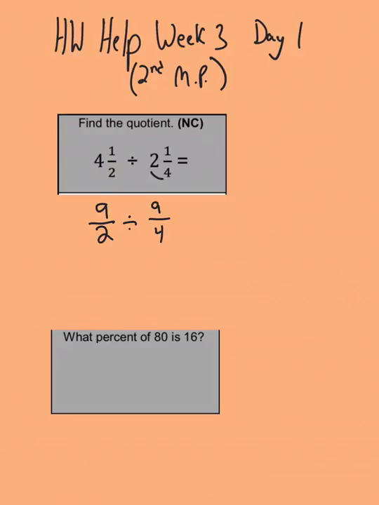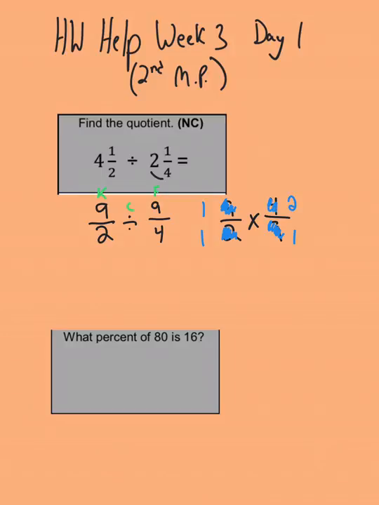Now, the next thing we need to do, since it's division, is keep, change, flip. So we're going to keep it 9 halves, change it to multiplication, and flip it to 4 ninths. Now we want to do some bow tie reducing here. So remember, my favorite reducing is the 9s because they divide by themselves and change to 1s. 2 goes into itself once, and 2 goes into 4 twice.